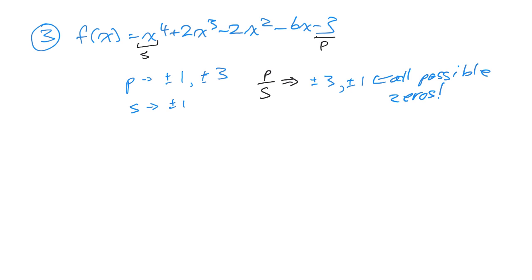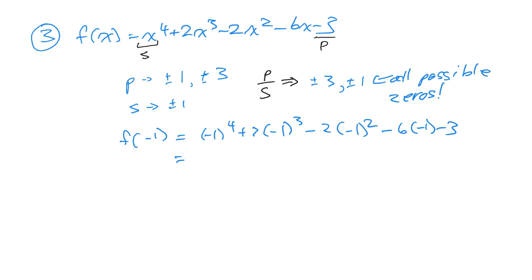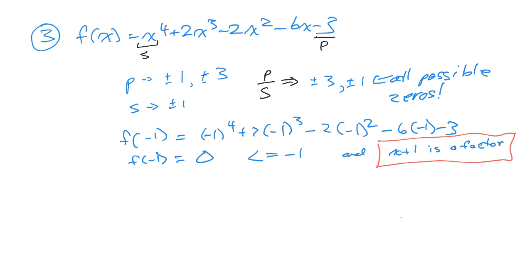So the key idea here is you try your best to find something that works, right? I know that when I calculate f of -1, I'm going to get -1 to the 4 plus 2 times -1 cubed minus 2 times -1 squared minus 6 times -1 minus 3. Calculated. Oh my goodness, it's 0. So here's what we can do. Our c value is -1 and x plus 1 is a factor. You can put that down as something that we can use later. So now we have c is equal to -1, so now we can do synthetic division.